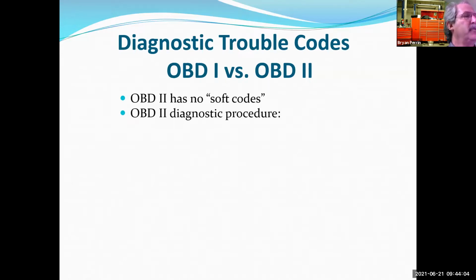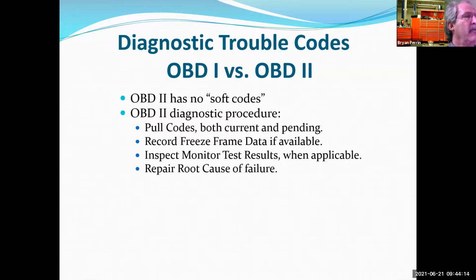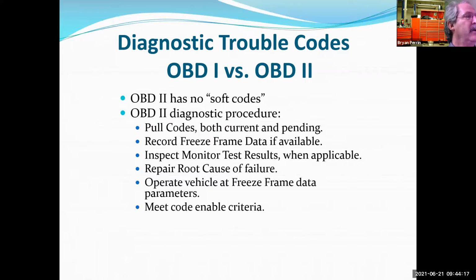The OBD2 diagnostic procedure is: pull codes, both current and pending, record freeze frame data, inspect monitor test results, repair the root cause of the failure, operate the vehicle at the freeze frame data parameters, meet the code enable criteria, run the monitor, and verify the repair. That's a lot different, isn't it?